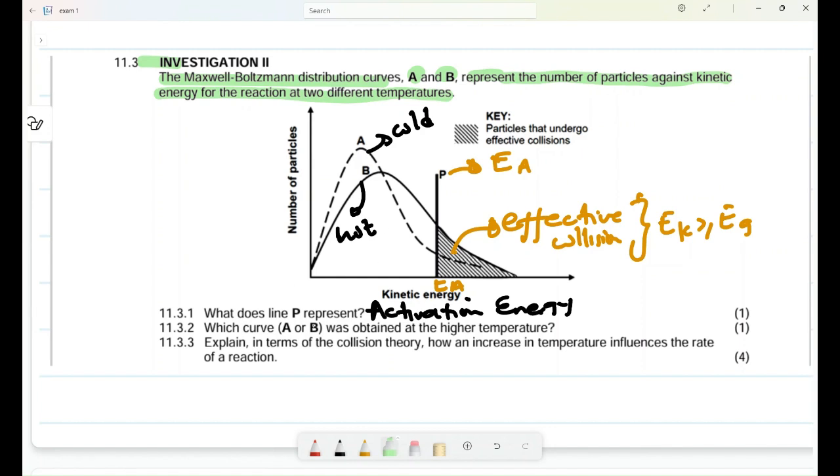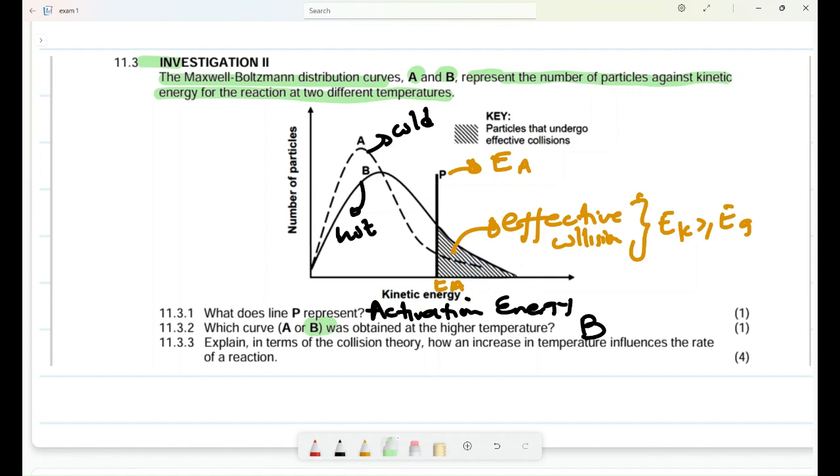Which curve, A or B, was obtained at a higher temperature? Curve B. Why curve B? Because now, can you see there are more effective collisions that occur per unit time? Can you see for graph B, the particles that have sufficient kinetic energy, that is, that undergo an effective collision? Can you see how many they are? There are many of them.